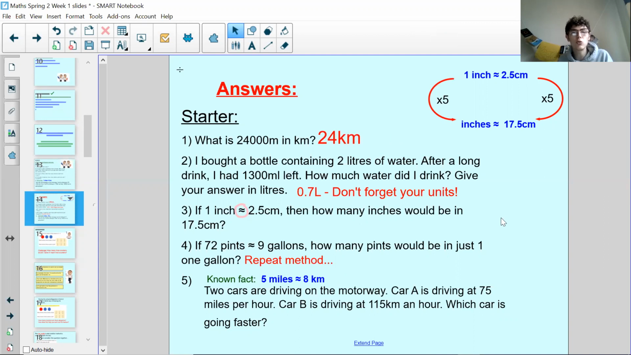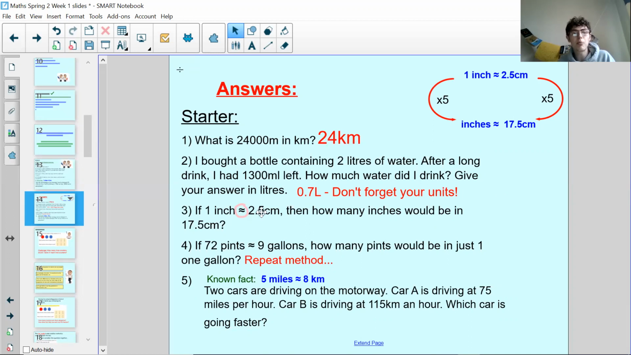So number 2, I bought a bottle containing 2 liters of water. After a long drink, I had 1,300 milliliters left. How much water did I drink? Give your answer in liters, okay? So don't forget that last bit. Give your answer in liters. We know that in 1 liter, there is 1,000 milliliters. So with having 1,300 milliliters left, we know that I've drunk about 700 milliliters. Converting that into liters gives us 0.7 liters. Do not forget your units. That's for all of these questions. Don't forget your units.